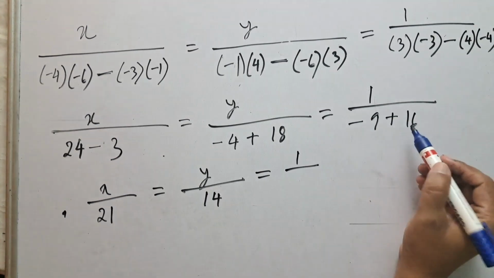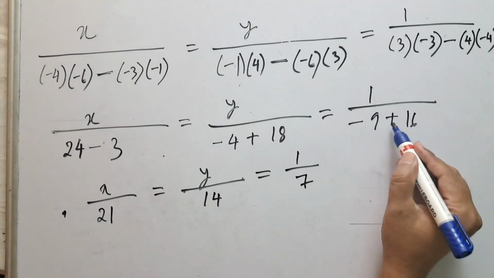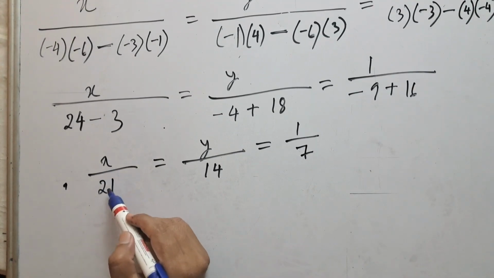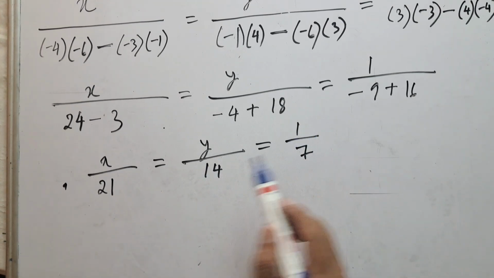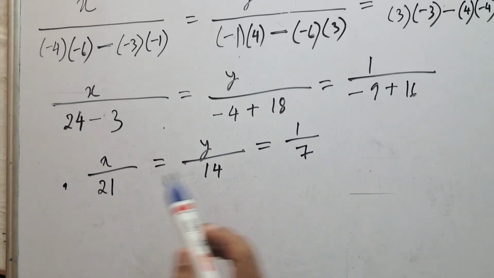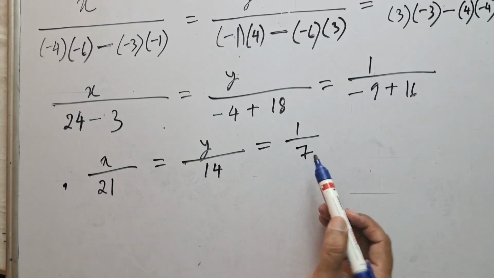16 is positive, 9 is negative, so we have to subtract in this case also. 16 minus 9 is 7. The sign of greater number plus, okay? So we have x upon 21 equal to y upon 14 equal to 1 upon 7, which means this number equals to this number, isn't it? Which means this equal to this and this equal to this. All are equal to each other.